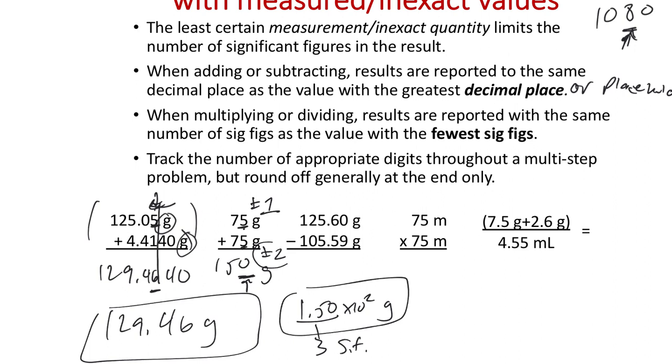And then this next subtraction problem. So we have subtraction too in the addition and subtraction rule. We're looking at placeholders. So we're going to round this result to the hundredths placeholder. Looks like it's going to come out to be 20.01 grams. And so all four of those digits are going to be significant. So we have four significant figures.